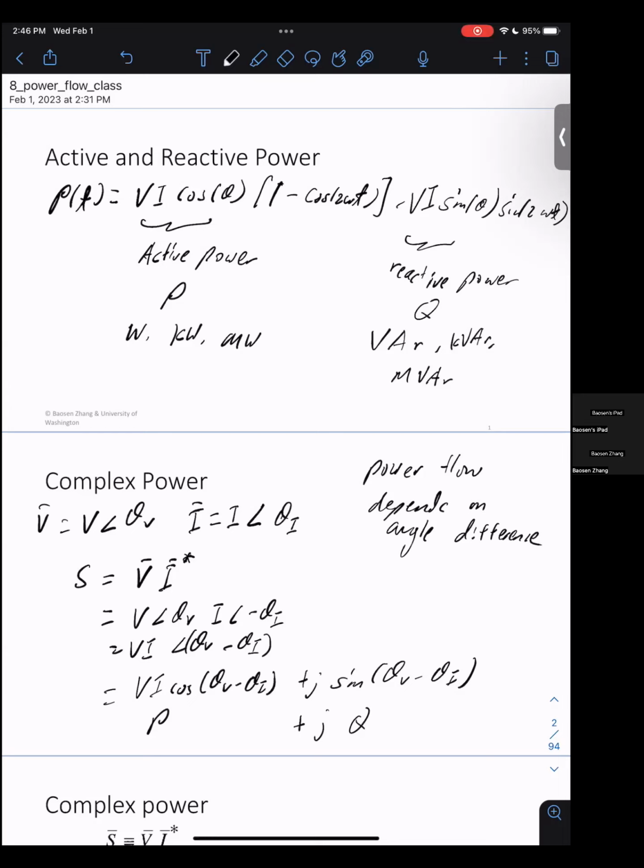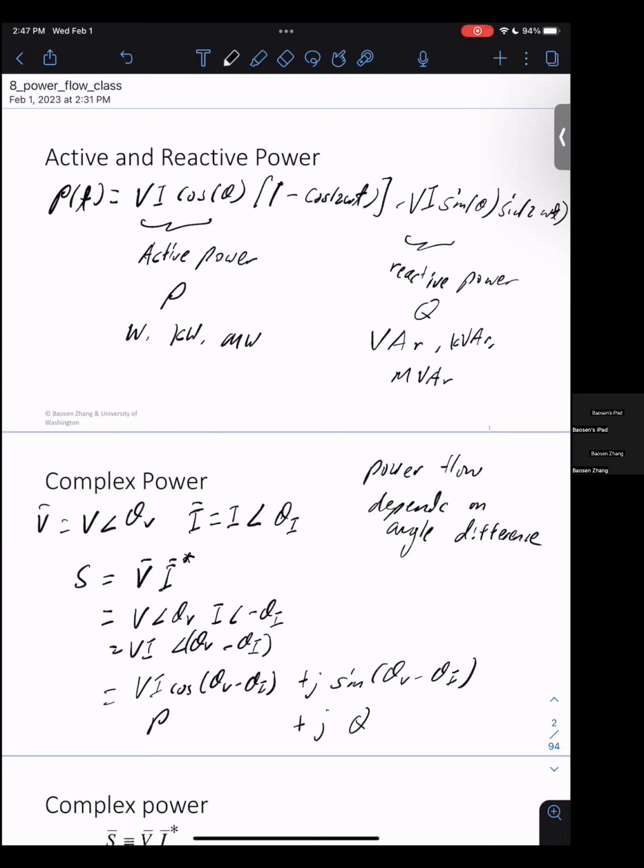This is similar to how voltage drives current flow. The current that flows only depends on the voltage difference, not the absolute voltage, right? Angle is very similar to voltage. There's no absolute frame. You can pick anything you want, okay? So only the angle difference matters.